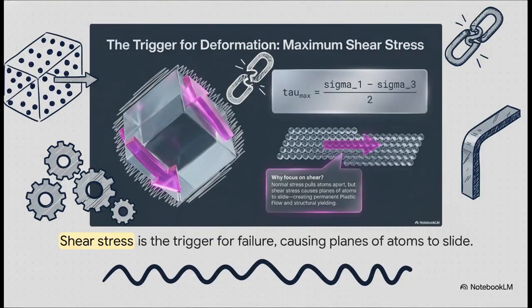To predict failure, it turns out we have to really focus on shear stress. But why? I mean, normal stress pulls atoms apart. That's obviously important. But for most metals, the failure process begins when whole planes of atoms start to slide past one another. And that sliding motion, that's caused by shear stress. It's what leads to permanent bending and yielding. Shear is the real trigger for deformation.